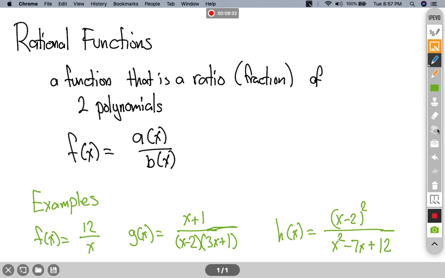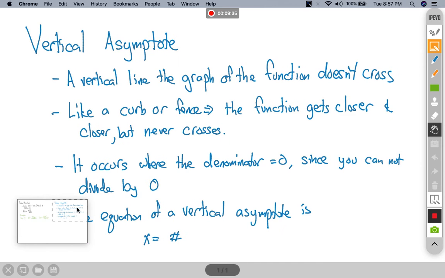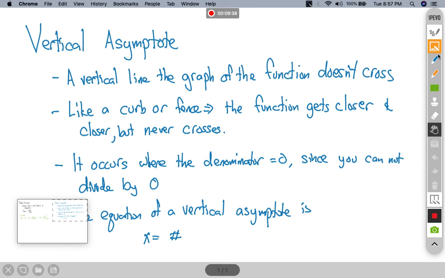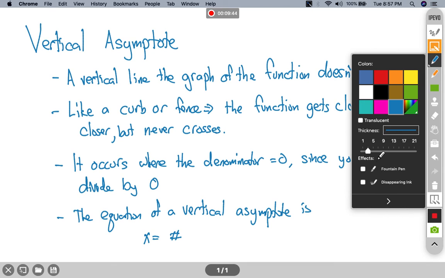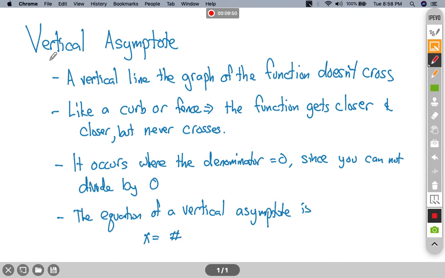So, let's give some more definitions here. Our vertical asymptote is going to be a vertical line. It's not actually part of the graph. We often use a dotted line to represent this vertical asymptote because it's not actually part of there, but it's kind of that dividing wall. We kind of imagine it. We often think of it like a curb or a fence.